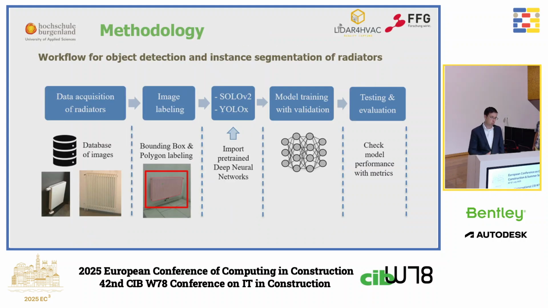The workflow we developed is, first of all, we have to take many pictures, around 1,000 pictures of panel radiators and sectional radiators, together with our project partners. Then one expert has done the image labeling manually by polygons and rectangular forms for each image. Then we take SOLOv2 and YOLOX as pre-trained deep neural networks. We do the model training, and finally we test and evaluate the performance of these deep neural networks. And now I hand over to my colleague, Francois.